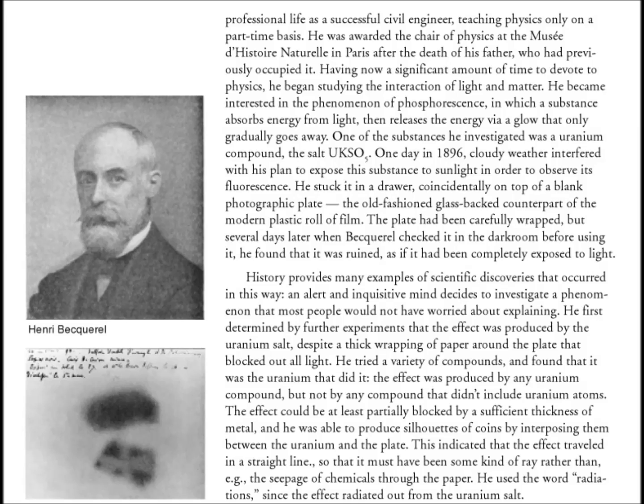The effect could be at least partially blocked by a sufficient thickness of metal, and he was able to produce silhouettes of coins by interposing them between the uranium and the plate. This indicated that the effect traveled in a straight line, so that it must have been some kind of ray rather than, for example, the seepage of chemicals through the paper. He used the word radiations, since the effect radiated out from the uranium salt.